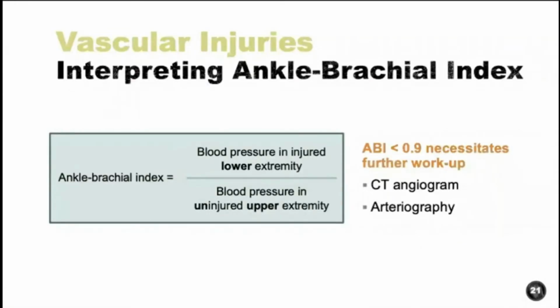So if you have an ABI less than 0.9, then that's where they need further workup, because that suggests that there may be an abnormality in their lower extremity perfusion. And so depending on the institution, what could this workup be? Well, that could be a CT angiogram, or it could be angiography in a vascular suite or an interventional suite or in the OR. In my experience, a CT angiogram tends to be the preferred choice at most major trauma centers because it's quick, non-invasive, and there are CT scanners in most ERs or in close proximity to the ER. So that's probably what you'll see the most, but understand that historically the gold standard was actually arteriography or angiography.